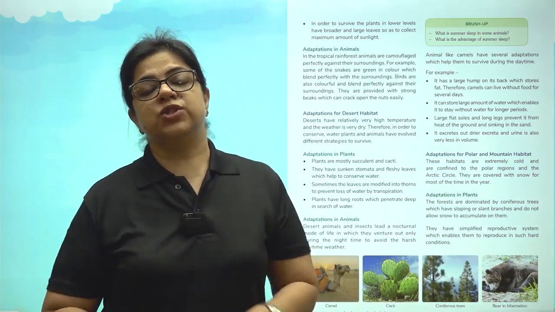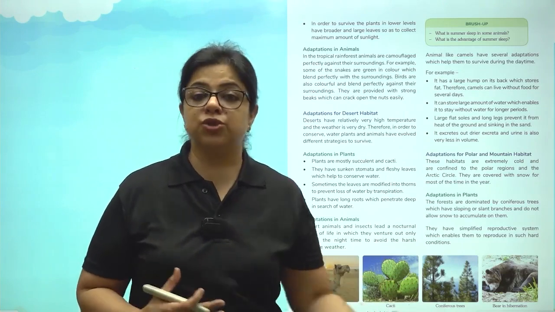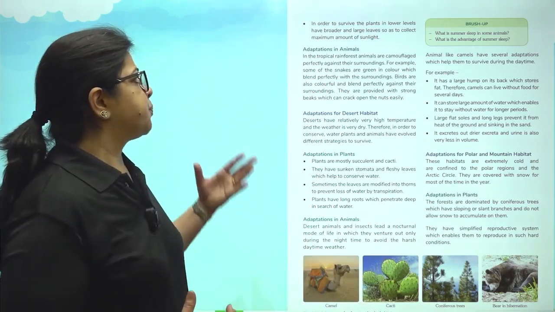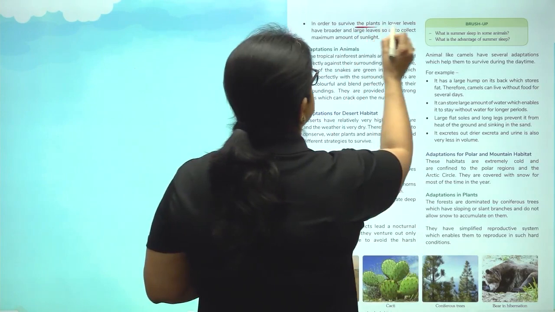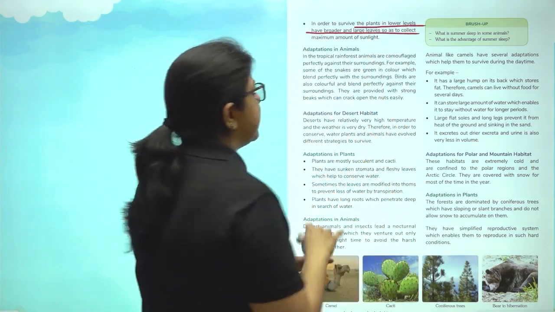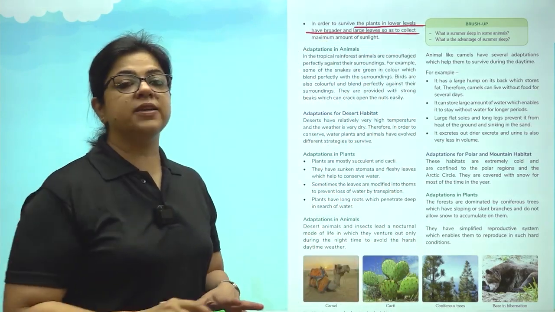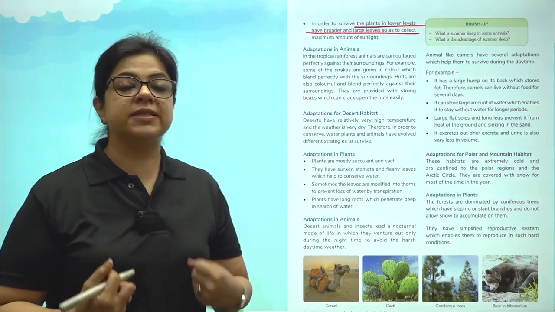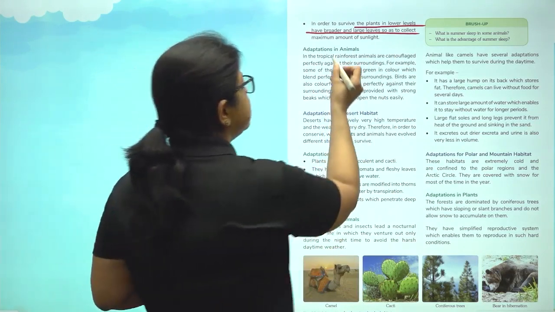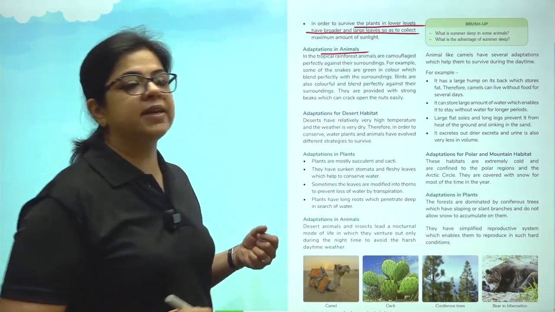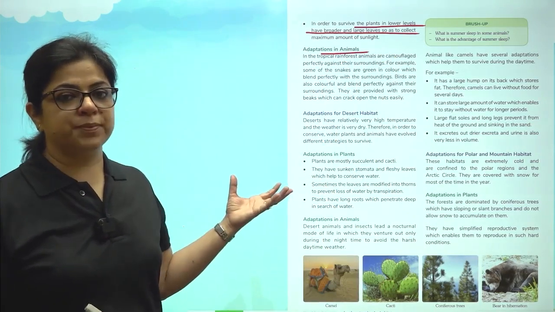So with all the moisture around, you will have molds, you will have mushrooms growing on the floor. Then in order to survive, the plants in the lower levels will have broader and larger leaves so that they can collect more sunlight. The animals in the tropical rainforest are majorly camouflaged.